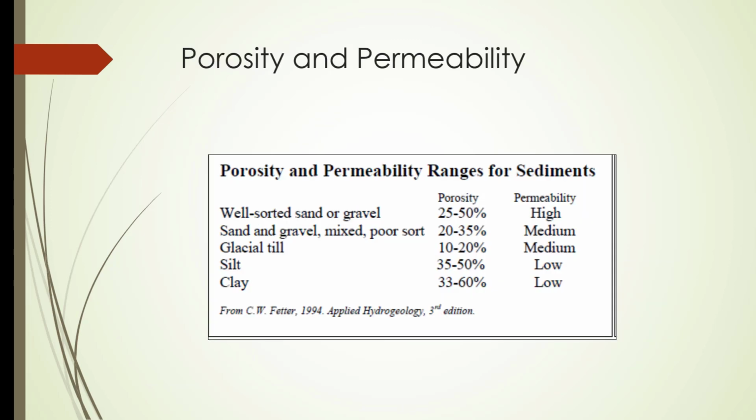So porosity is the volume percentage of the total bulk not occupied by soil particles. Permeability is the measure of how easily water flows through the soil. So they're not necessarily the same. You look here, we've got well-sorted sand and gravel. Porosity is 25 to 50%. It's very permeable. The water's easily flowing through there. If you go to the clay here, it's going to have more porosity because it has more surface area, but it's going to have low permeability.